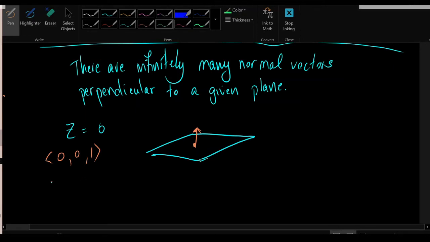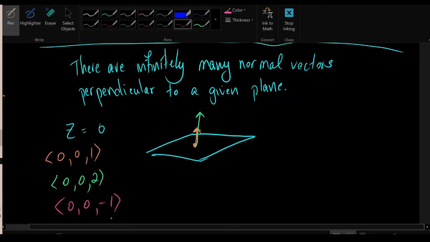But the same thing is true of a vector which is twice as long. 0, 0, 2 goes a bit further up, but it still makes a right angle with the plane in every possible direction. The same thing is true of a vector which points straight down even. 0, 0, minus 1. That also makes a right angle with the plane in every possible direction. So for this plane and for all planes, there are infinitely many possible vectors normal to the plane. However, they all have the following in common.